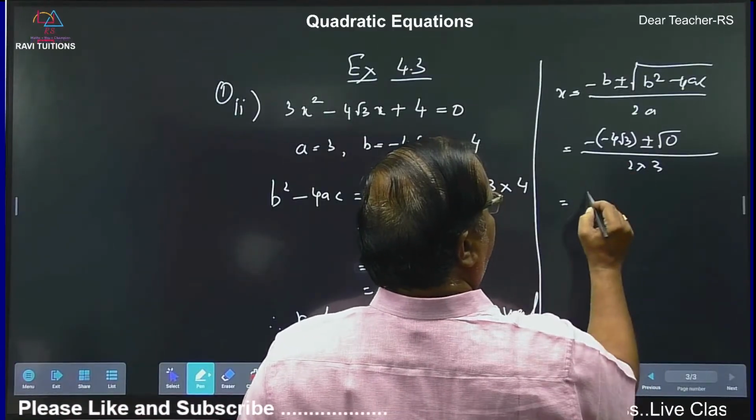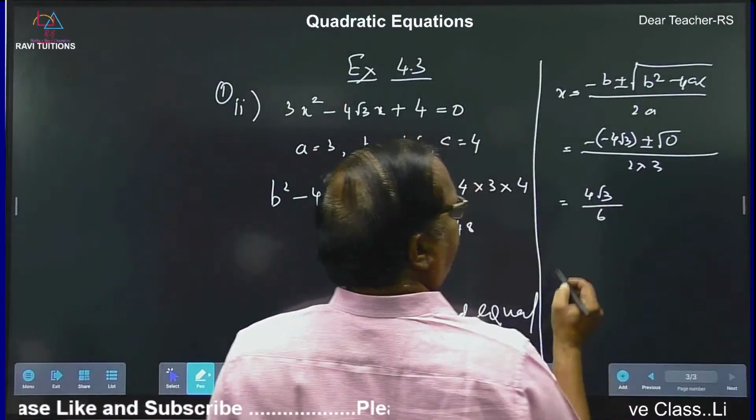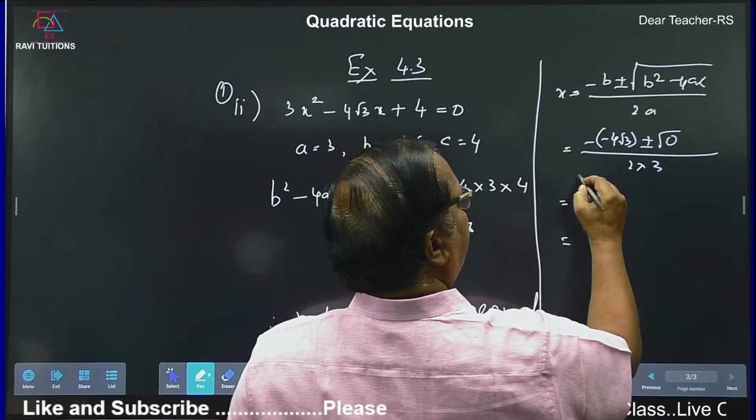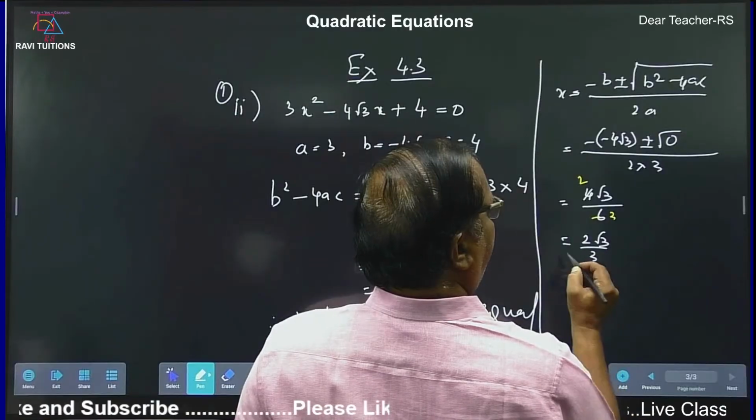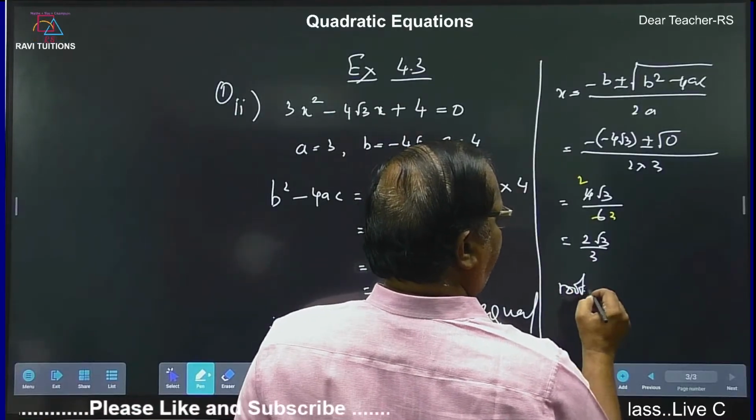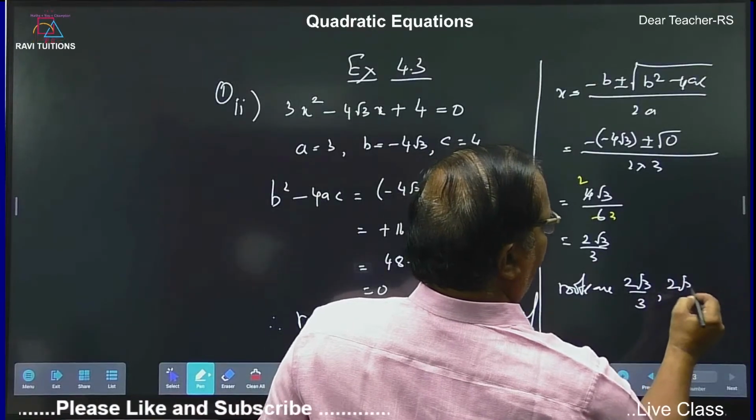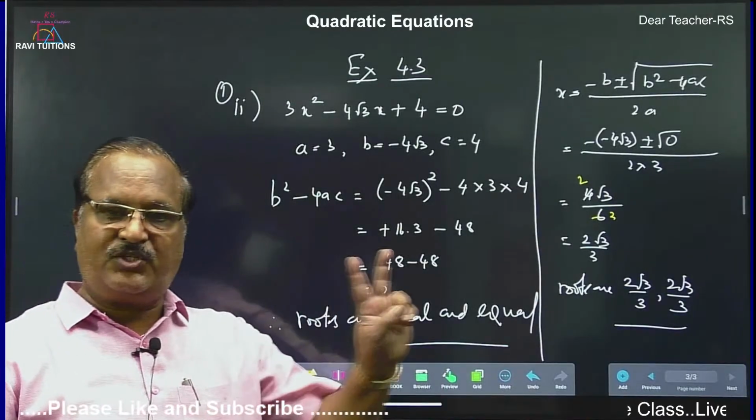So minus into minus, plus 4 root 3 plus 0, over 6. So how much? 2 times and 3 times. So 2 root 3 by 3. The roots are equal, I said, right? 2 root 3 by 3 and 2 root 3 by 3. Task 2 is also over.